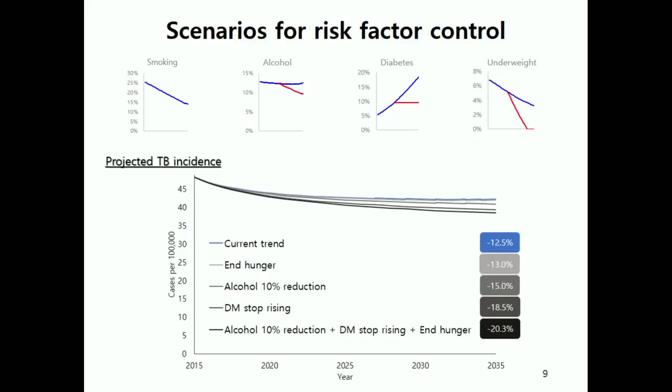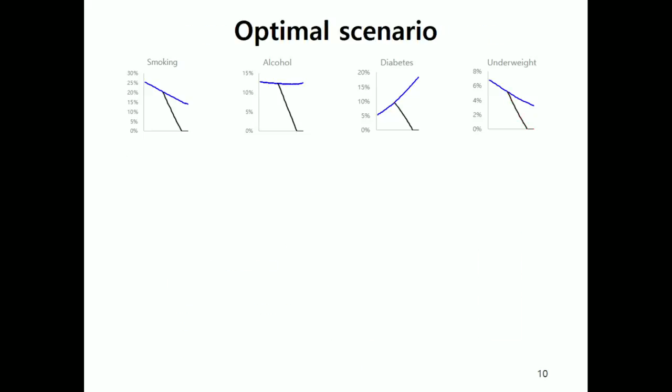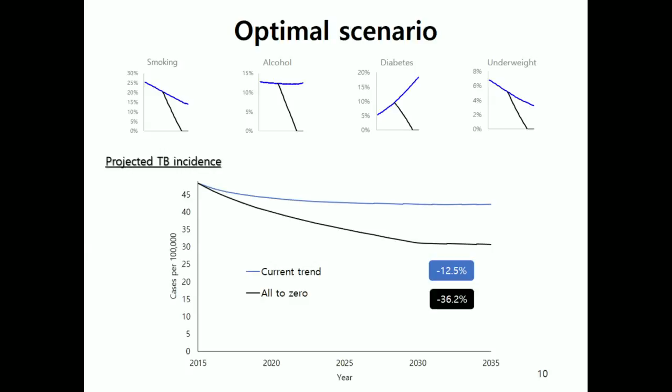And these are the results. You can see that even if we achieve all three control targets, the TB incidence would not be reduced very much. Among the three scenarios of single risk factor control, stopping the rise of diabetes has the greatest impact on TB incidence. We were also curious about the maximal effect of risk factor control, so we set an optimal scenario in which all risk factors reduce to zero by 2030. In that case, the projected TB incidence would reduce by 36% by 2035, and the estimated TB incidence would still be larger than the target of 10 cases per 100,000.